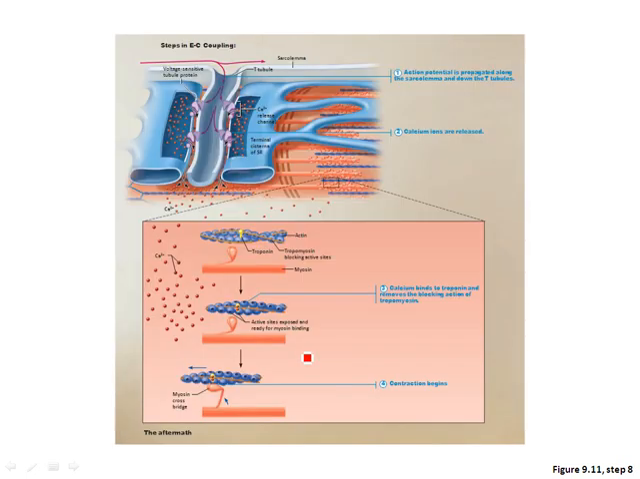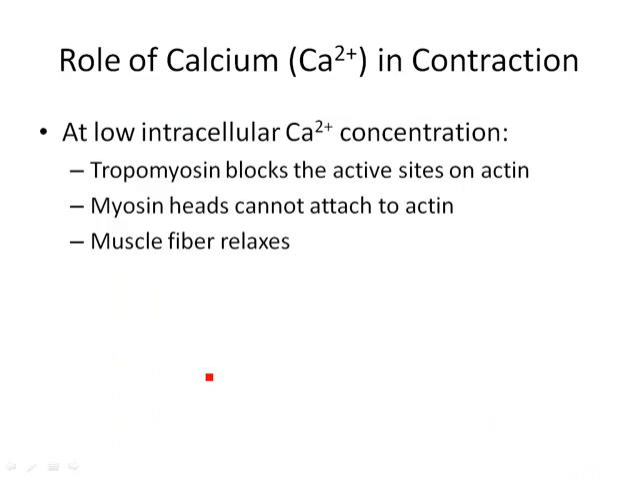So that's just a review. Put it all together again. Here comes your action potential. Here comes your voltage change. Here comes your opening of your calcium channels. Calcium leaves the sarcoplasmic reticulum, goes into the cytoplasm, binds to the troponin, causes tropomyosin to change shape. Actin and myosin bind, you get contraction. Now we're going to work on this part.